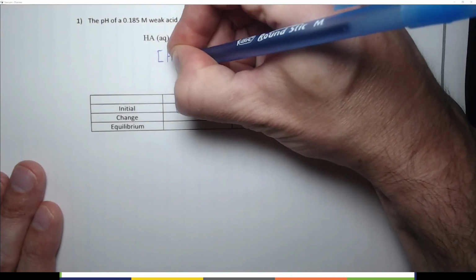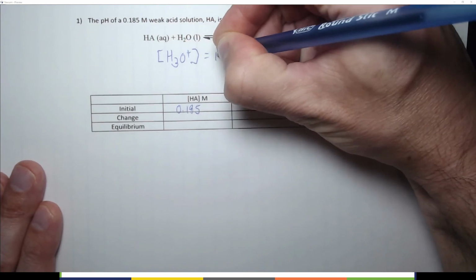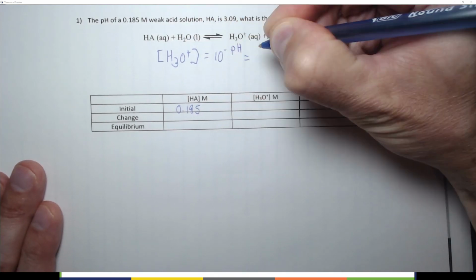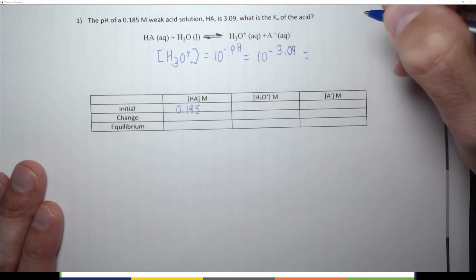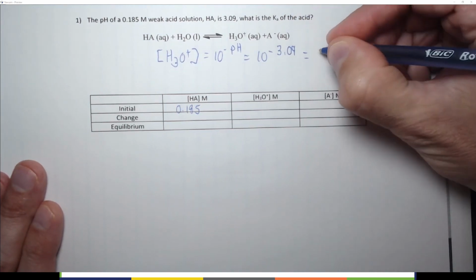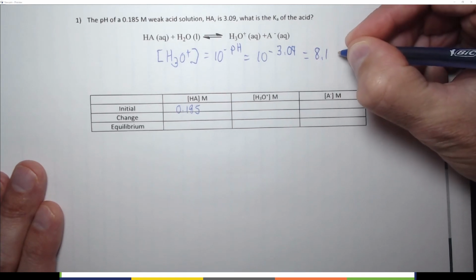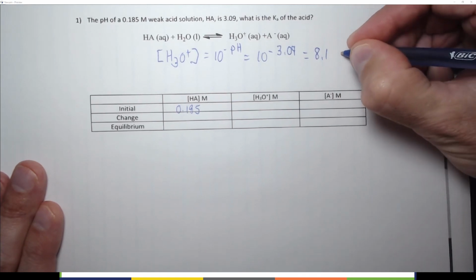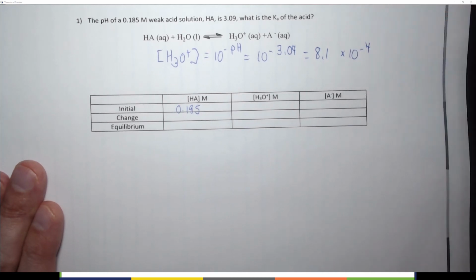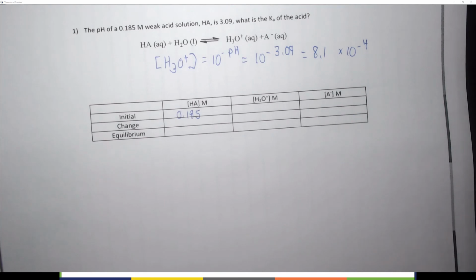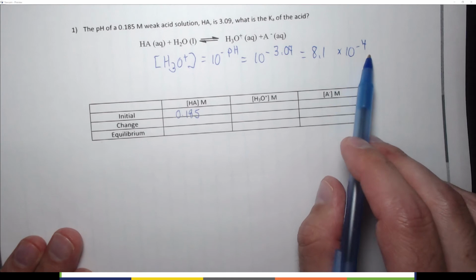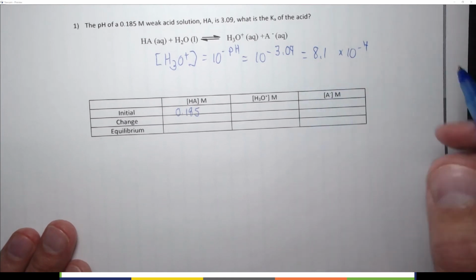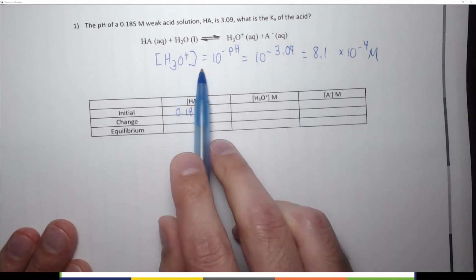Specifically, I need to take the concentration of H3O+ equals 10 to the negative pH, which in this case equals 10 to the negative 3.09, which equals 8.1 times 10 to the minus 4. I'm going to pause the video for a second and get those extra decimal places. Never mind, I don't actually need them. This is 2 sig figs and this is 2 sig figs, so this is good to go. All right, so this is the concentration of H3O+.